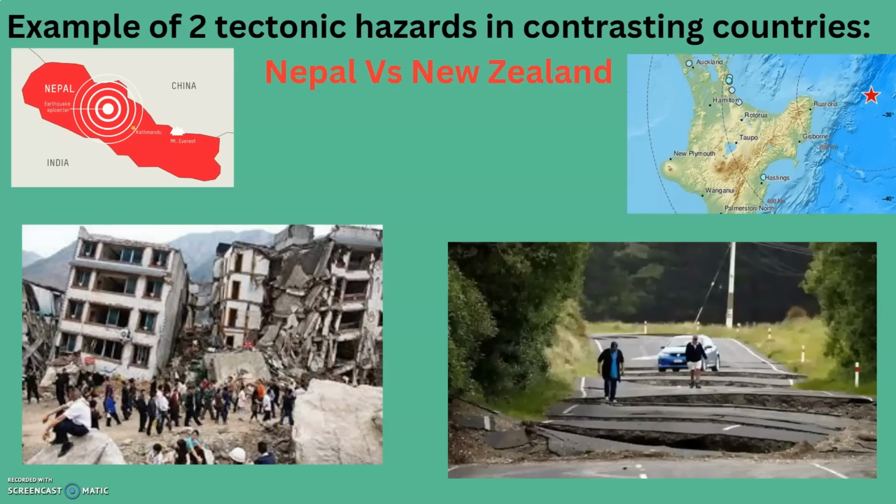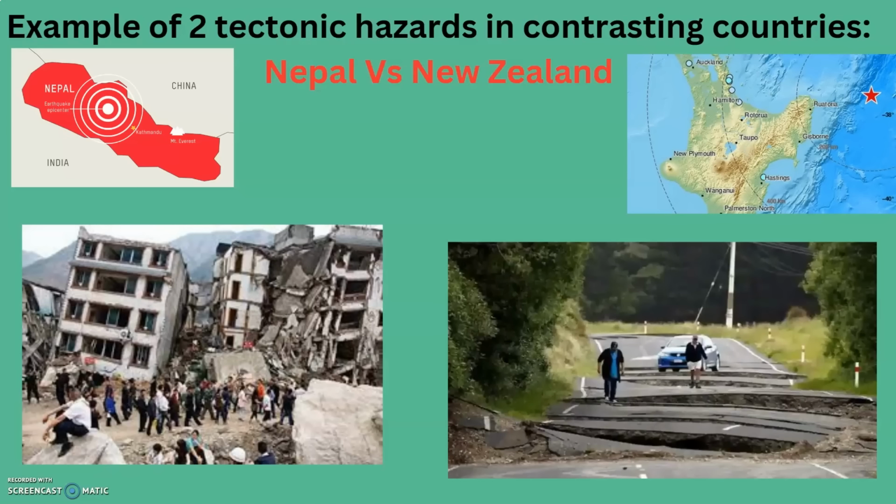Okay, so let's look at New Zealand versus Nepal. Firstly, let's look at some background information. What happened? So both of these experienced earthquakes. They both had the same magnitude earthquake of 7.8, which just means the same strength. Also, in terms of the dates, they only happened within a year of each other. That's why it's really good to compare them. So Nepal happened on the 25th of April 2015, whereas New Zealand happened on the 14th of November 2016.